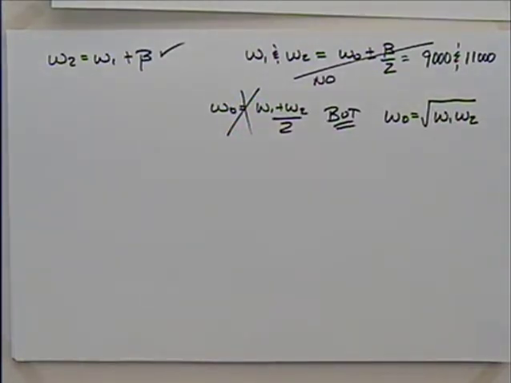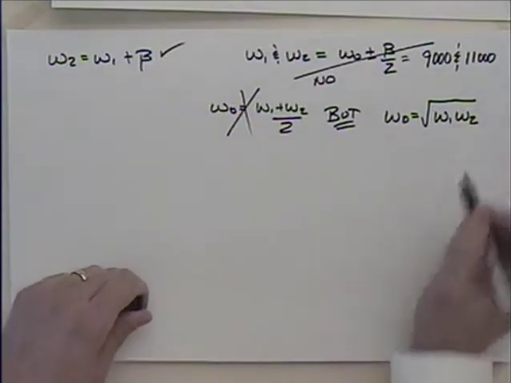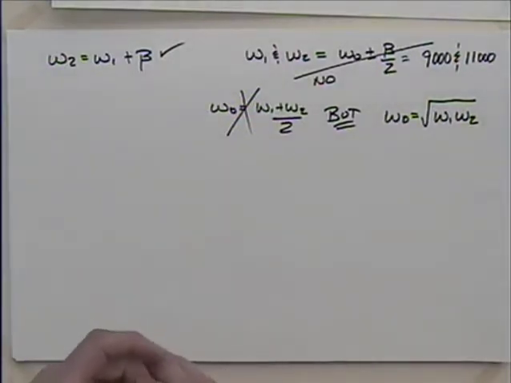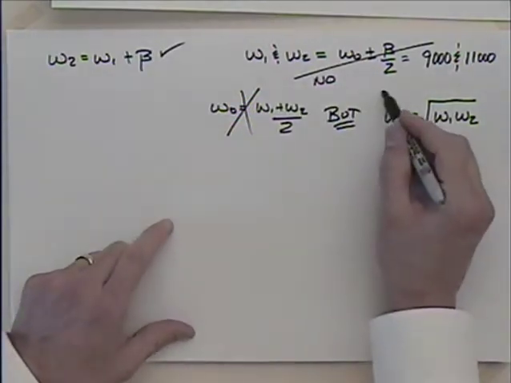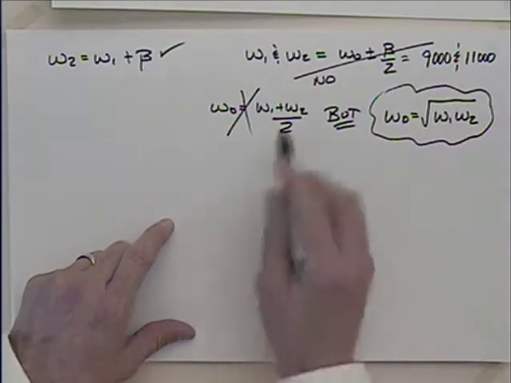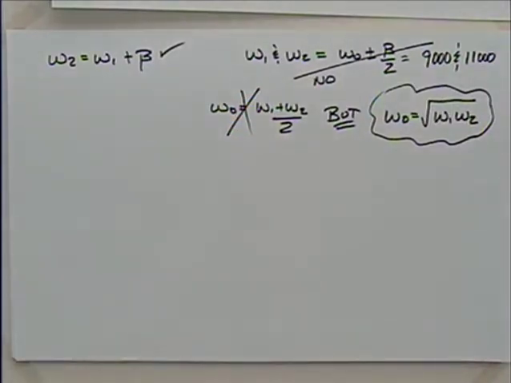I heard some calculators clicking around there. I think if you multiply omega 1 times omega 2 and take the square root, you'll come up with a correct answer. So that's something to hang on to. Not only is it not the arithmetic average, but it is the geometric average.